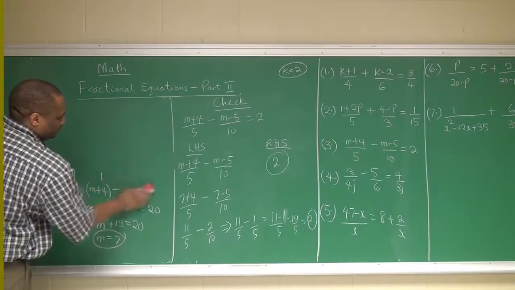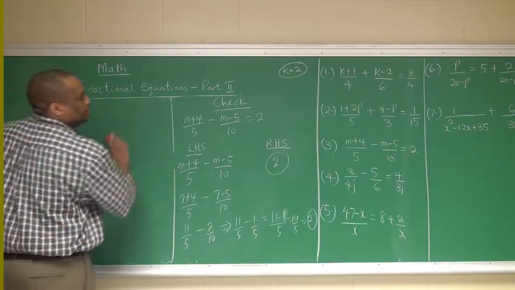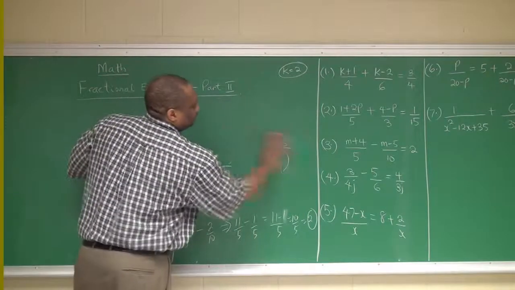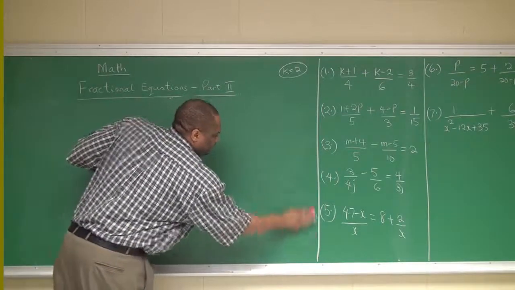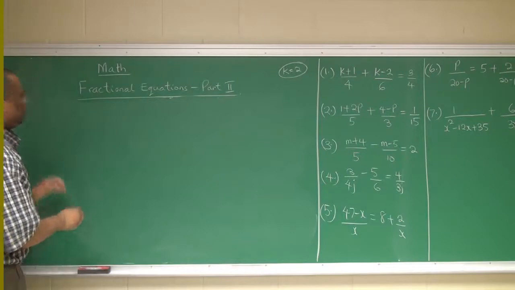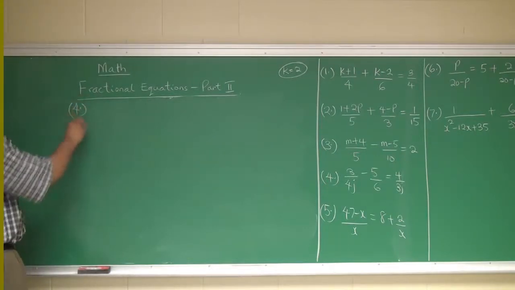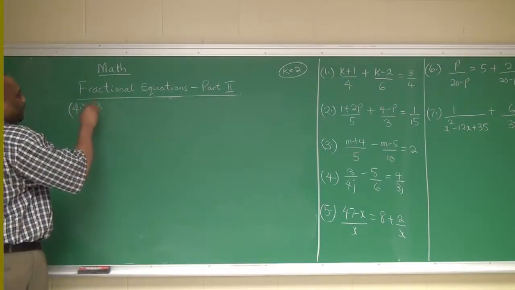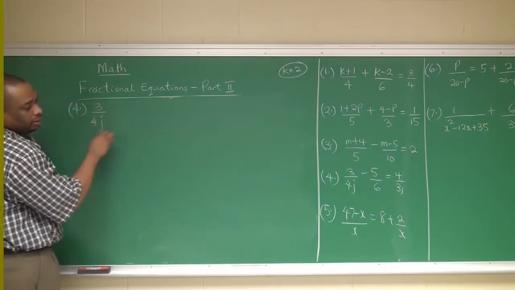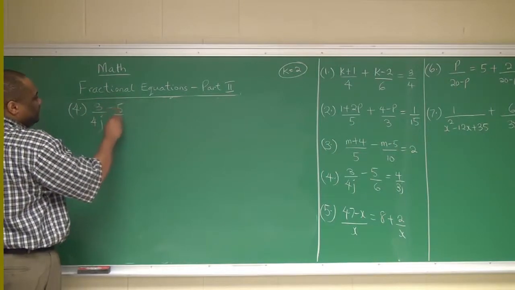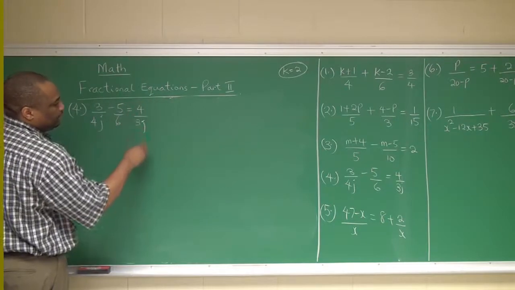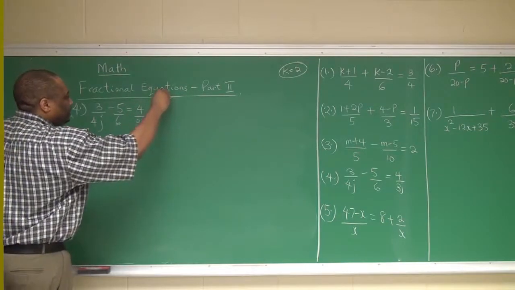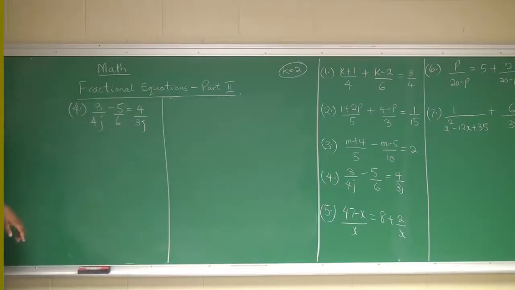Four more questions to go. Question 4. 3 over 4j minus 5 over 6 is equal to 4 over 3j. Okay, let's solve this.